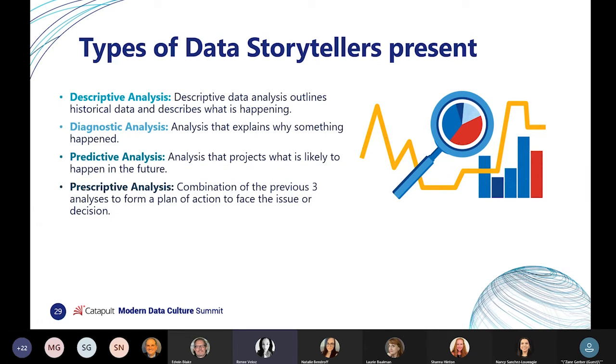Diagnostic analysis is explaining why something happened, taking a look at your descriptive analysis and explaining why things are happening. Then predictive analysis, which is one we're mostly familiar with, uses historical data to project or predict something that will happen in the future. And then prescriptive analysis uses a combination of those three types of analyses to form a plan of action to face the issue or decision that a business wants to make.